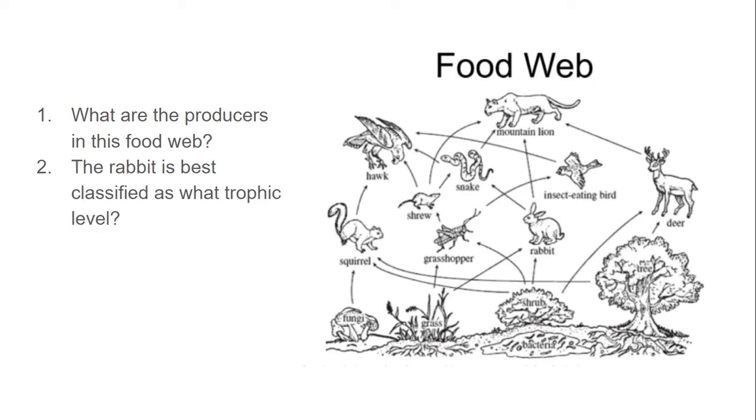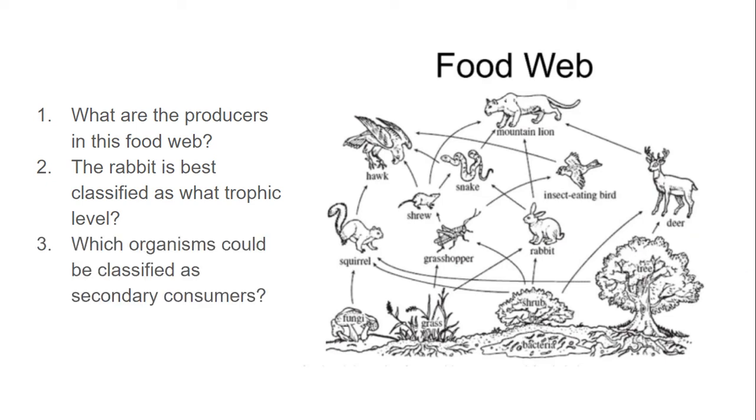So the second question we're going to look at is, the rabbit is best classified at what trophic level? So look at that real quick and see if you can figure it out. All right, and this rabbit here, we've got to look at the arrows that are going towards it. If I take these arrows and go backwards, I'm already at a shrub. Even if I take this one here and go backwards, it's grass. So that means it's only one level removed from the producers. And if we go back to our trophic or biomass pyramids, if it's only one removed from the producers, that means this is my primary consumer.